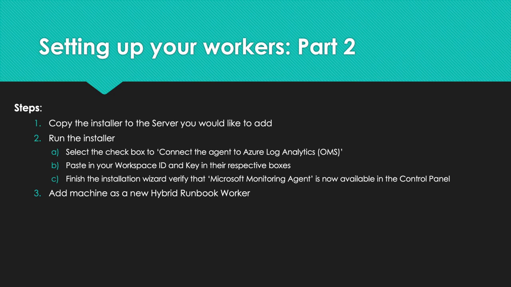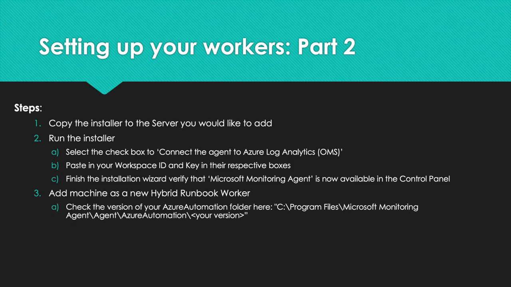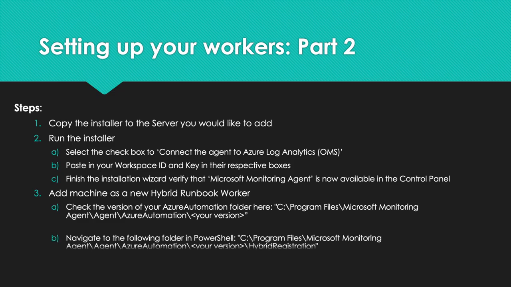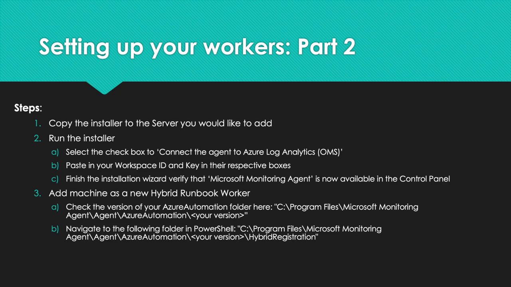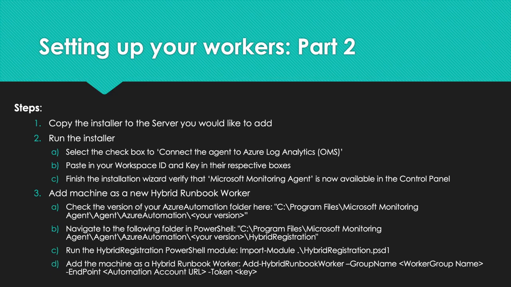Now we have the server itself talking to our automation solution, but it's not a hybrid runbook worker just yet. It's communicating, but it's not running anything. So the next thing that we want to do is check the version of our automation folder in this path here. We want to navigate to the hybrid registration folder within that folder, and then run the PowerShell module to import the hybrid registration PowerShell module. And then we'll be adding the machine with the following PowerShell script.